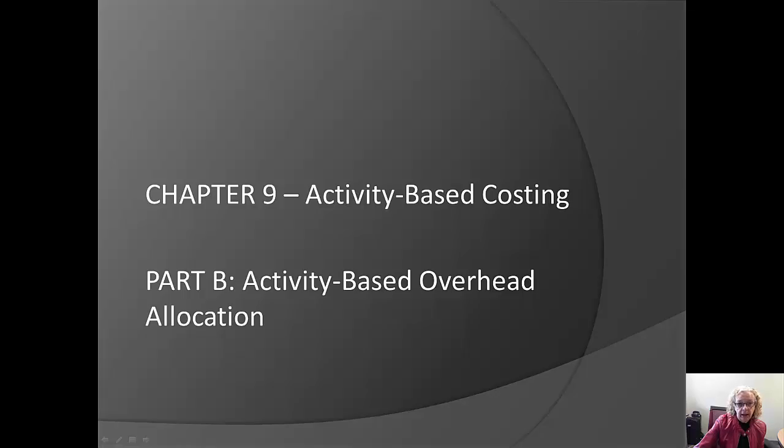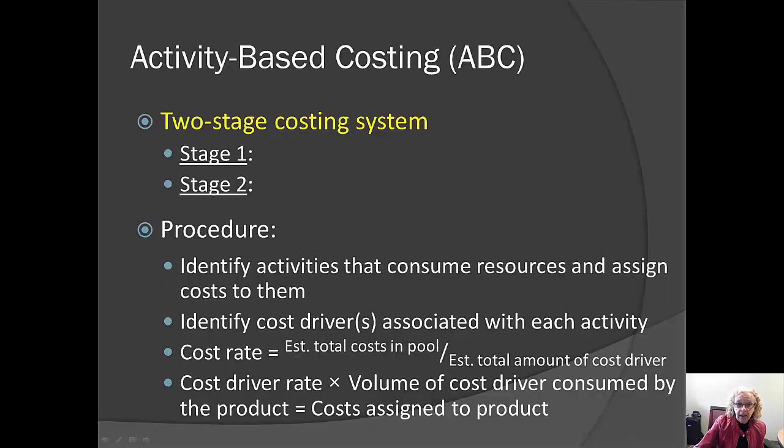In the first part of Chapter 9, we looked at how to use a single plant-wide rate or departmental rates to allocate overhead. In this section, we're going to look at a different philosophy for allocating overhead, that is, activity-based costing. Like departmental rates, activity-based costing is a two-stage system.